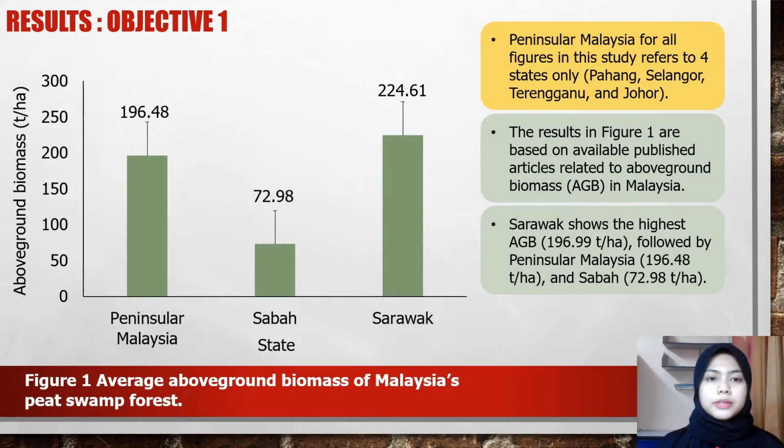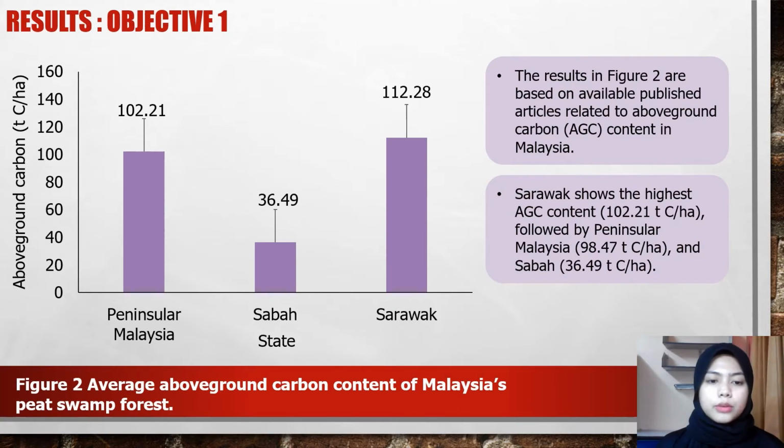Here are the results of objective 1. Figure 1 shows the average above ground biomass of Malaysia's peat forest. As we can see, Sarawak has the highest above ground biomass, followed by Peninsula Malaysia and Sabah. And then figure 2 shows the average above ground carbon content of Malaysia's peat forest. Here also Sarawak shows the highest above ground carbon content, followed by Peninsula Malaysia and Sabah.